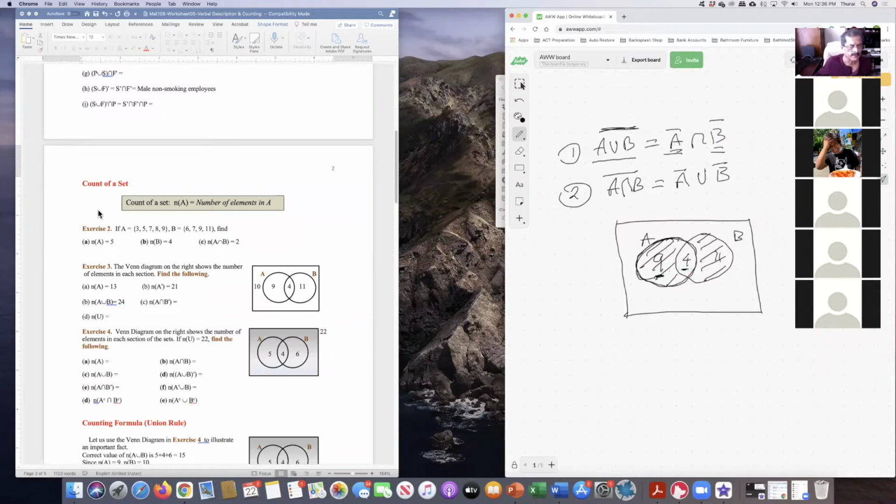Now this problem is different from problem A. Problem A gives you exactly what elements are in A, so you counted them. This problem gives you the number of elements in each section of the Venn diagram, so you have to add and subtract to get the answers. A prime means the complement of A, so everything outside of A will be counted. Outside of A, there are these 11 elements and these 10 elements outside both circles. So add them up, 21. A union B will be 9 plus 4 plus 11, and that's 24. Now, can somebody tell me the number of elements in A intersection B prime? 23.